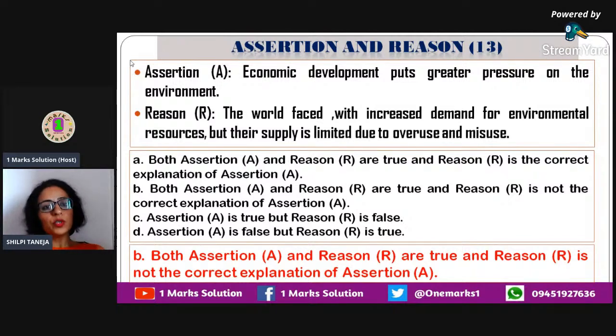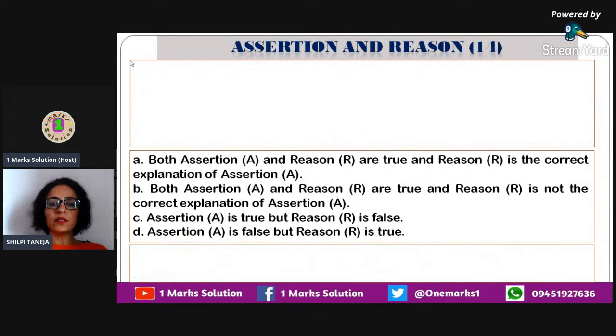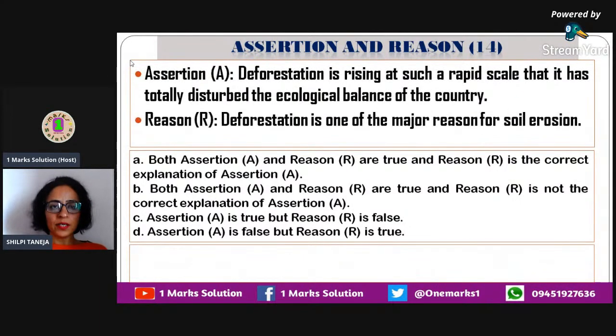Economic development is putting pressure on the environment, and also the world is facing all these problems because the supply is less than that of the demand of the resources, but they are not explaining. Reason is not explaining the assertion. So both the statements are true, so we'll go for option B in this, that both the statements are true but reason is not the correct explanation of assertion.